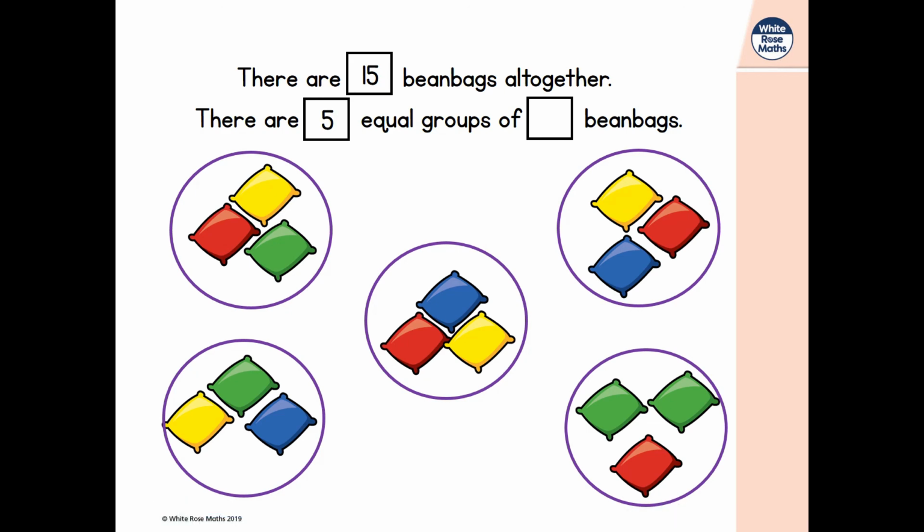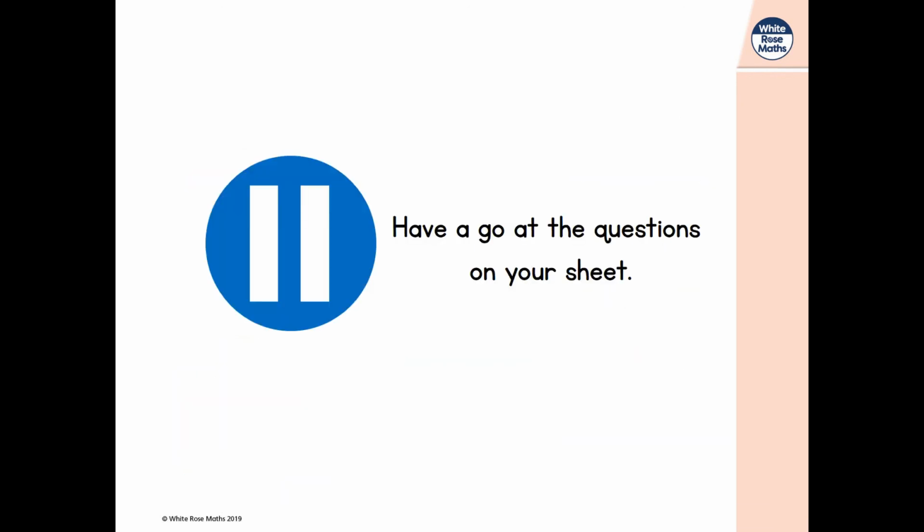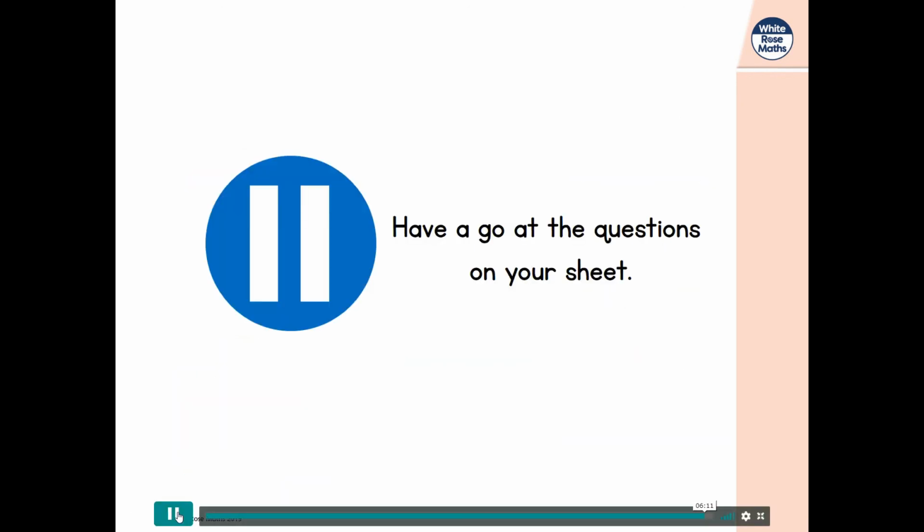But there are 5 equal groups of how many beanbags? How many beanbags are in each group? Right. There are 3. So we can say that there are 5 equal groups of 3 beanbags. Why don't you pause here? Have a go at the questions about making equal groups on your sheet.